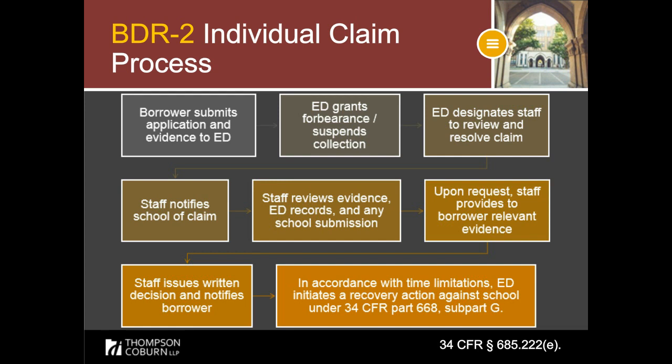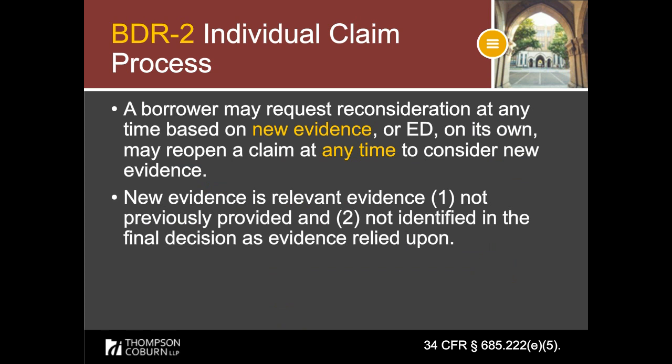Now, I think a lot of people at first blush go through this and think, well, that seems like a fairly reasonable process, but let me just flag some stuff for you. First of all, a borrower can request a reconsideration under BDR-2, under this framework, at any time based on new evidence. Or the department on its own can reopen a claim at any time to consider new evidence. And that's relevant evidence as determined by the department that was not previously provided or was not identified in the final decision as evidence that the department relied upon. So one of the concerns here is it seems like even after you get to the end of the road, the department has considerable discretion to continue revisiting potential determinations.